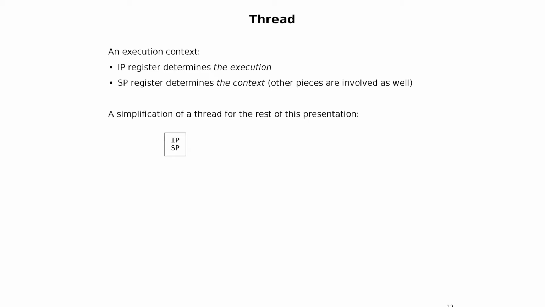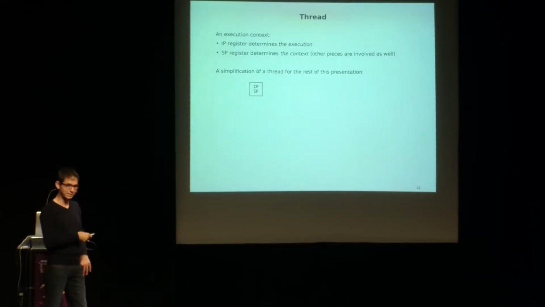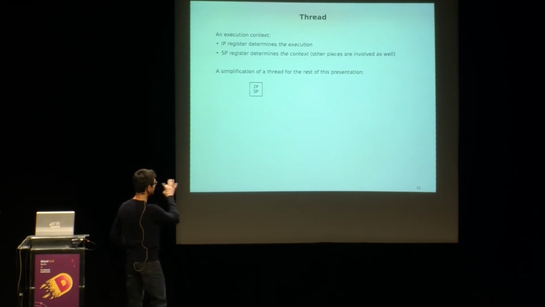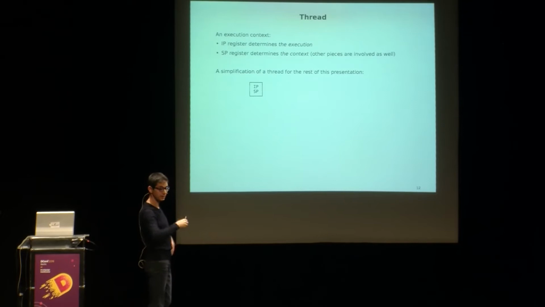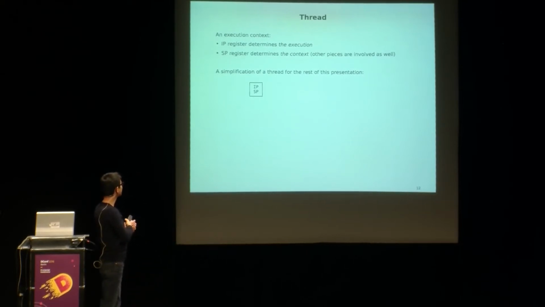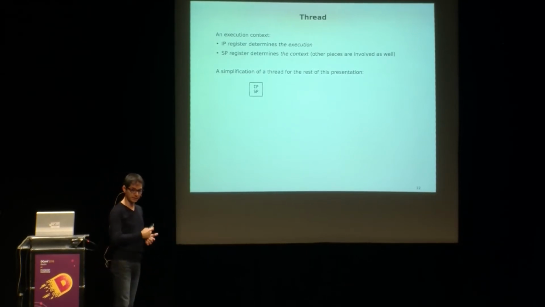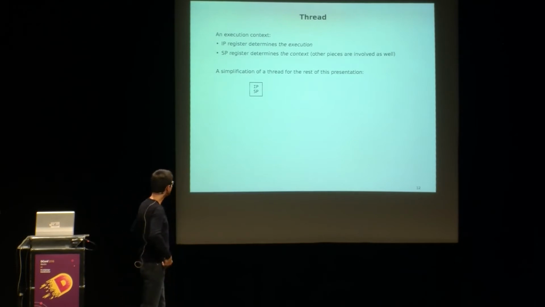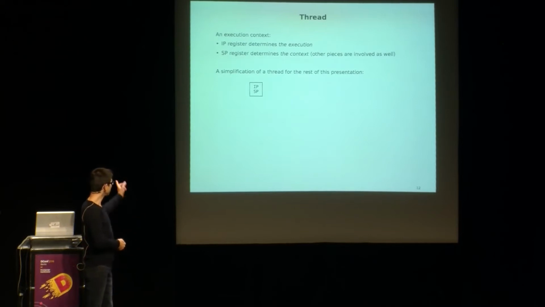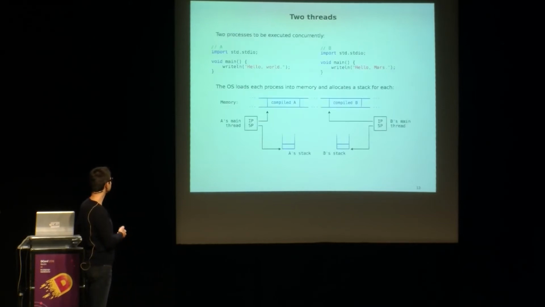So the instruction pointer and the stack pointer define what a thread is, or a very simplified version of what a thread is. There is other stuff around it. IP determines the execution part of the thread, which is an execution context, and stack pointer determines where the context of executing that code is. There are other things like thread local storage, which I'll get to. So throughout this presentation, I will use this little box to represent a thread, just the IP and the SP.